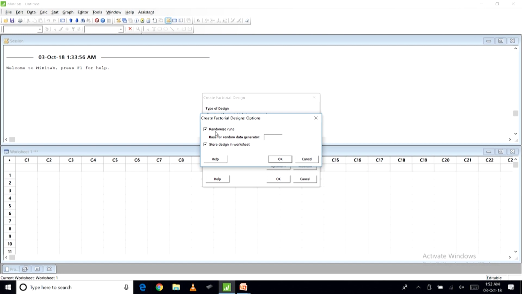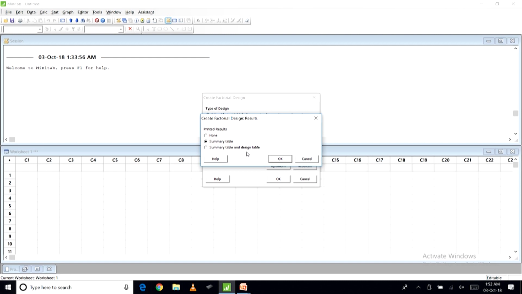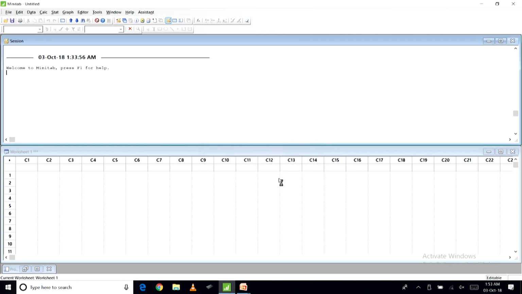go to options. It is up to you, if you wish you can have some data stored somewhere, then OK. Of course, if you want a printout, whether all the graphs on just one page or a separate page for each graph, we will click OK.